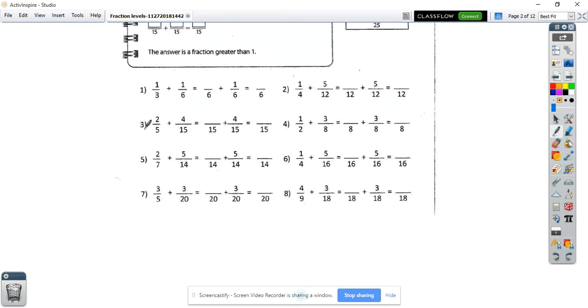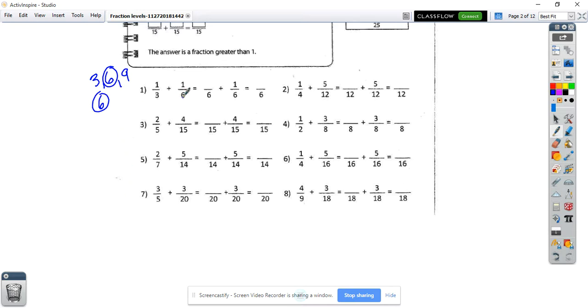Here we have 1/3 plus 1/6. Our denominators aren't the same, so what we need to do is find common denominators. It already gives it to us. Let's take our thirds and list the multiples, 3, 6, 9, and we take our 6 and list the multiples, 6. I see a common denominator already, and that's 6.